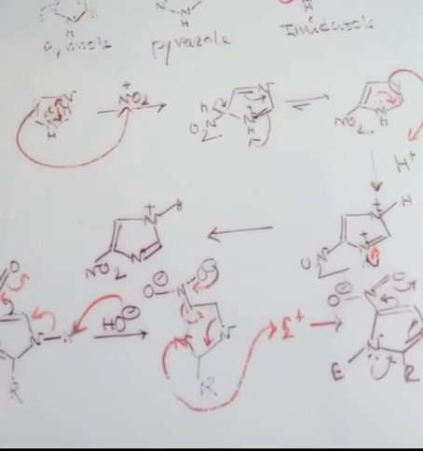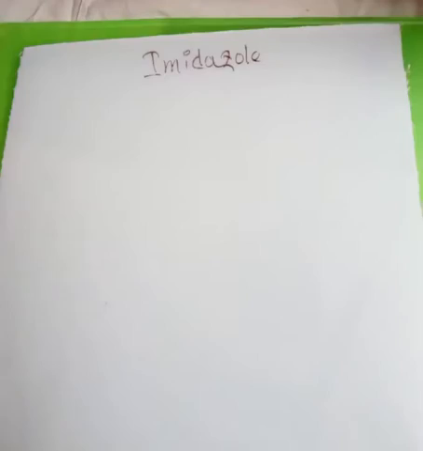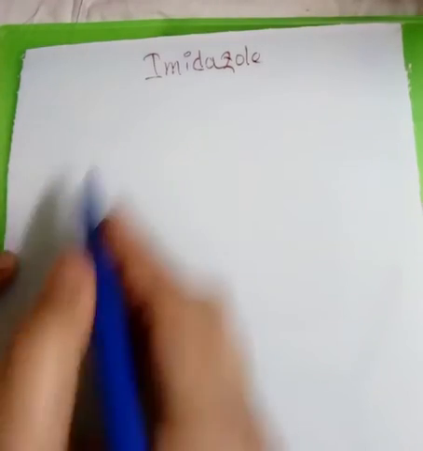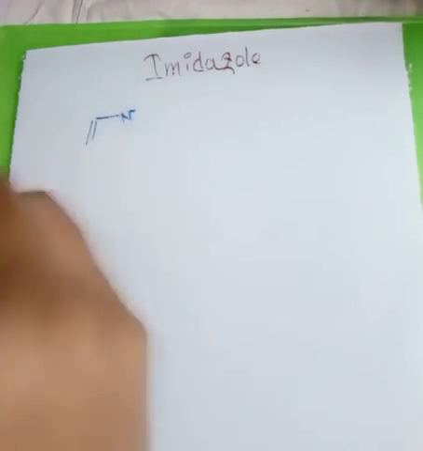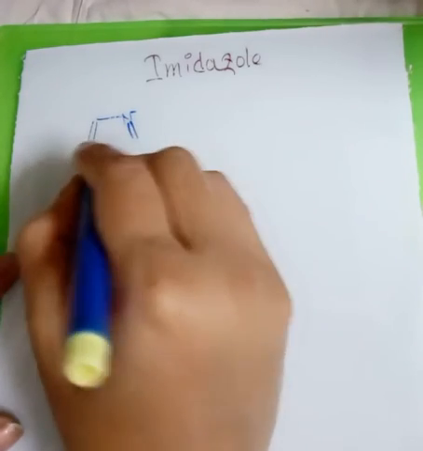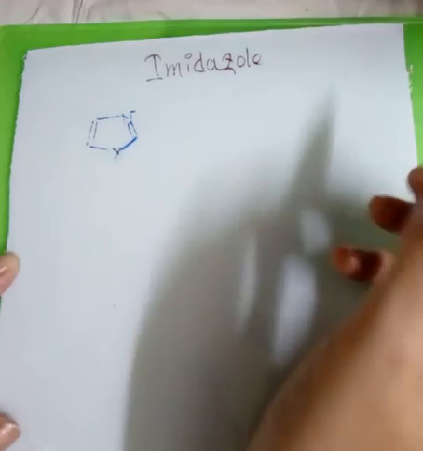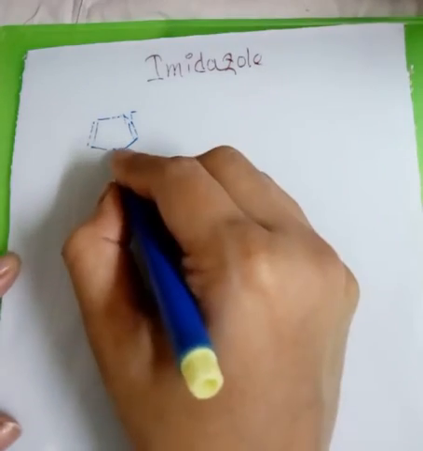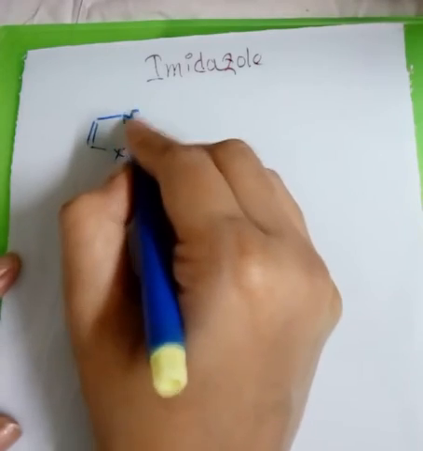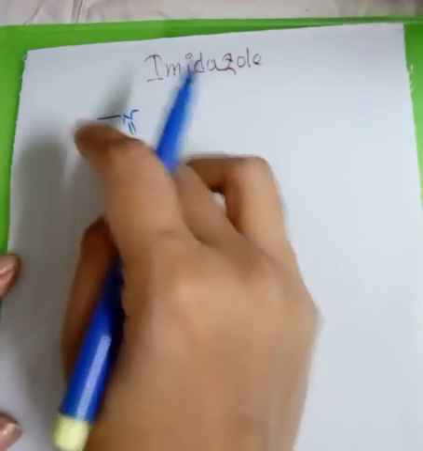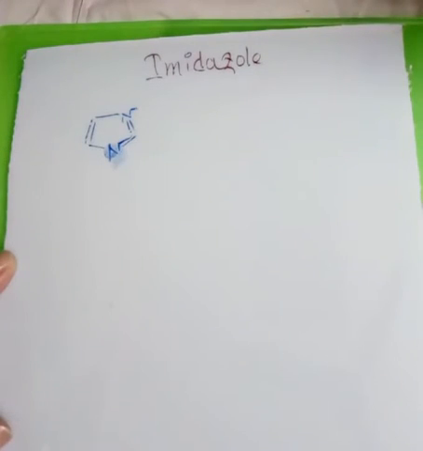Now we will go to the synthesis of imidazole. So at first draw the imidazole molecule. This is our imidazole molecule. Here nitrogen in place of X. This will be nitrogen. Okay. Now break it.